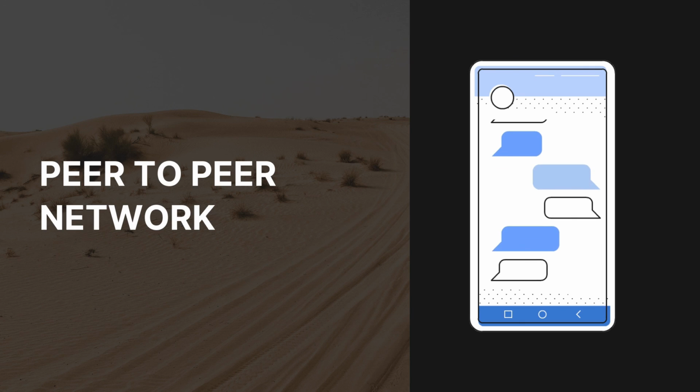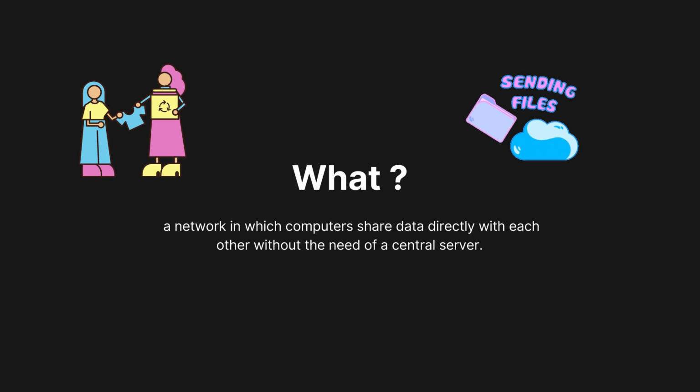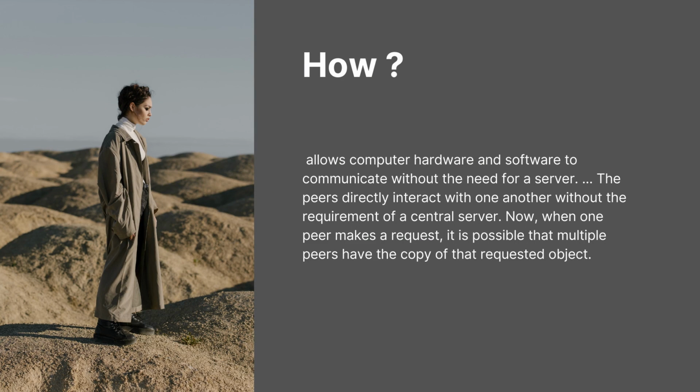So, we proceed to the peer-to-peer network. What is the peer-to-peer network? It is a network in which computers share data directly with each other without the need of a central server. How? The peer-to-peer network allows computer hardware and software to communicate without the need for a server. The peers directly interact with one another without the requirement of a central server. Now, when one peer makes a request, it is possible that multiple peers have a copy of that requested object.